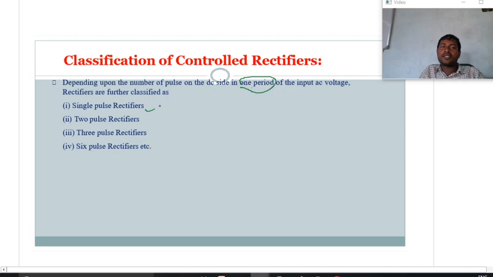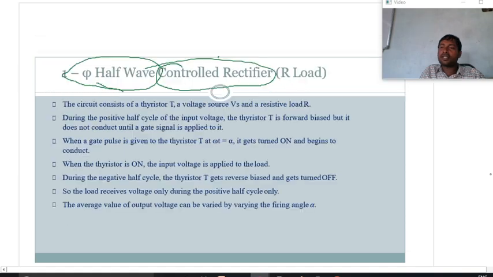First of all, let us discuss a simple phase control rectifier, that is the half wave controlled rectifier. Half wave controlled rectifier or half controlled rectifier, both are same. First of all, let us discuss the waveform so that you can understand the theory. Whatever theory is available here, I will explain in this diagram.